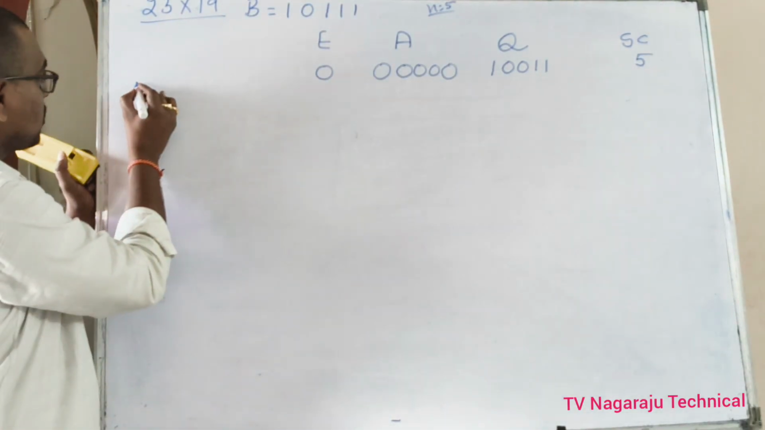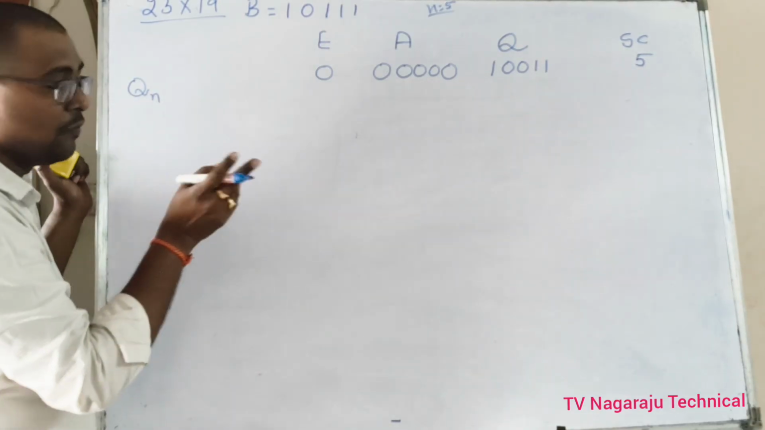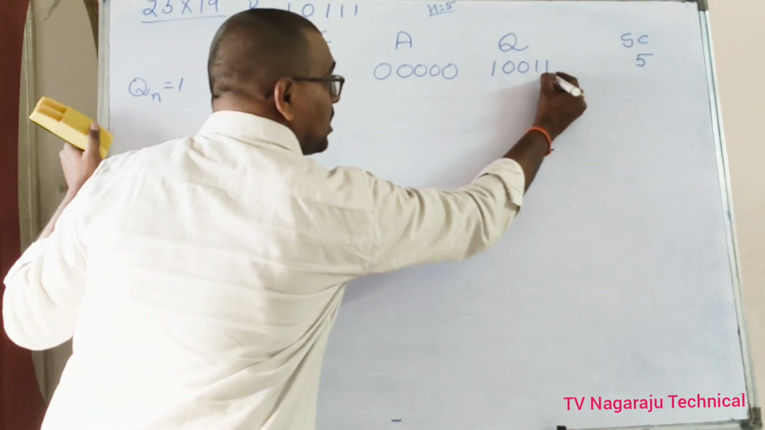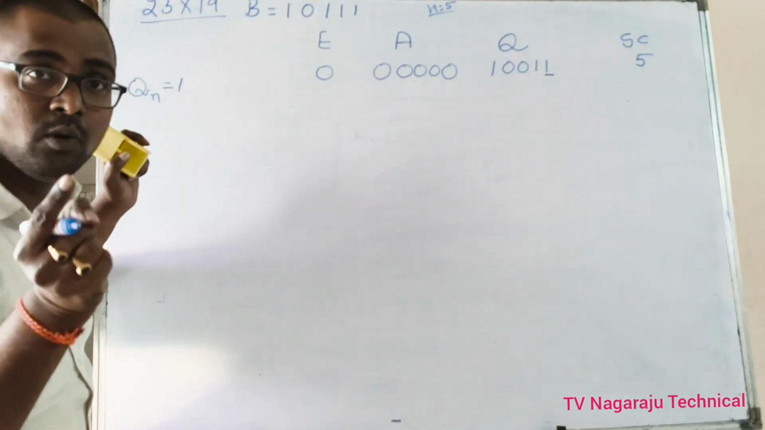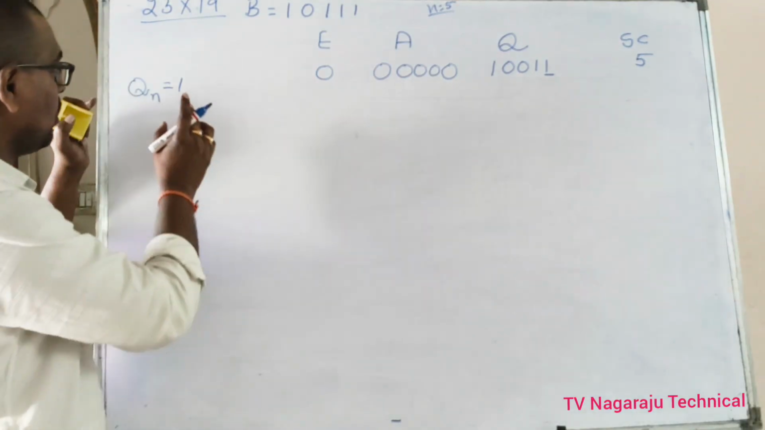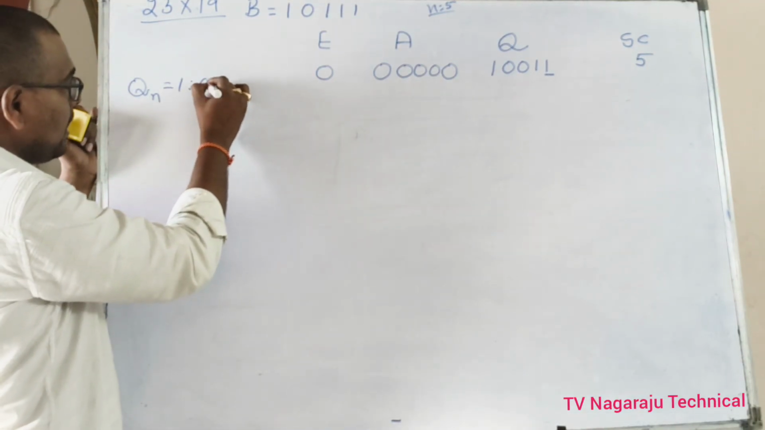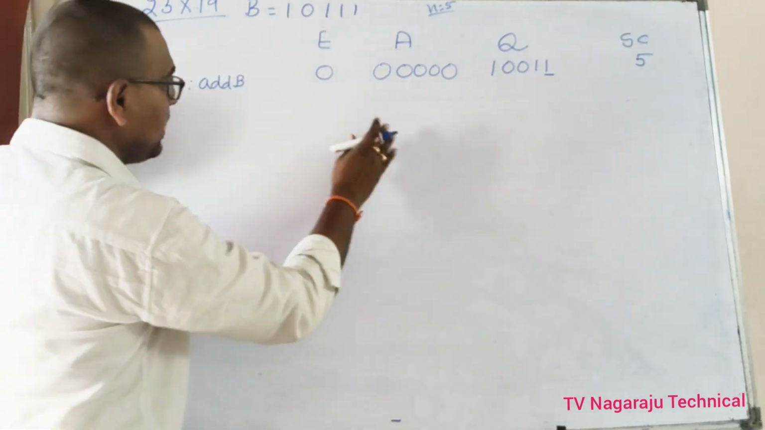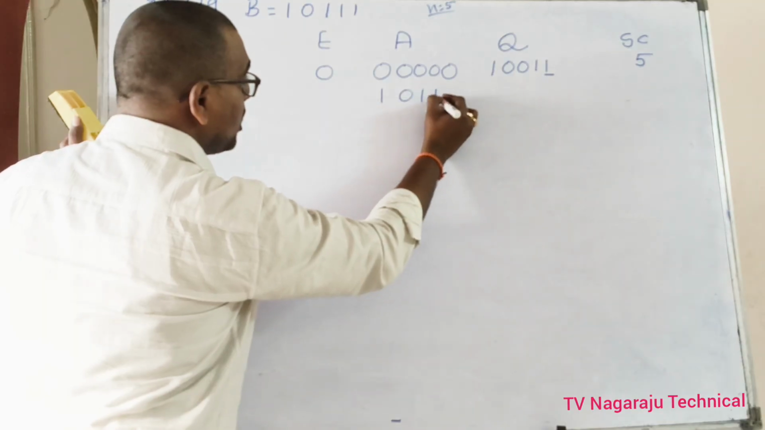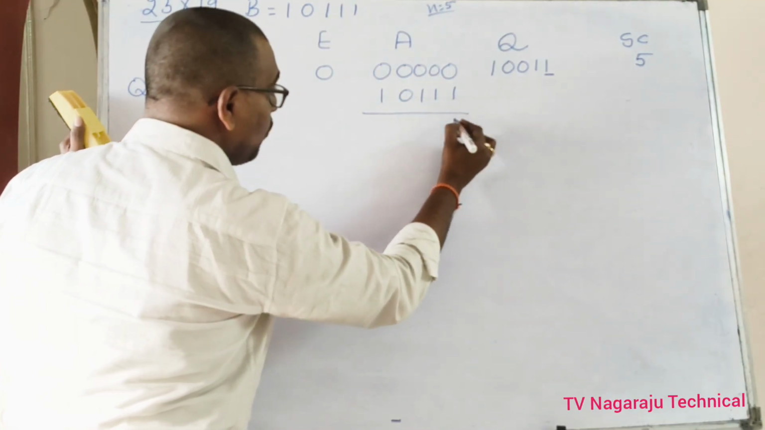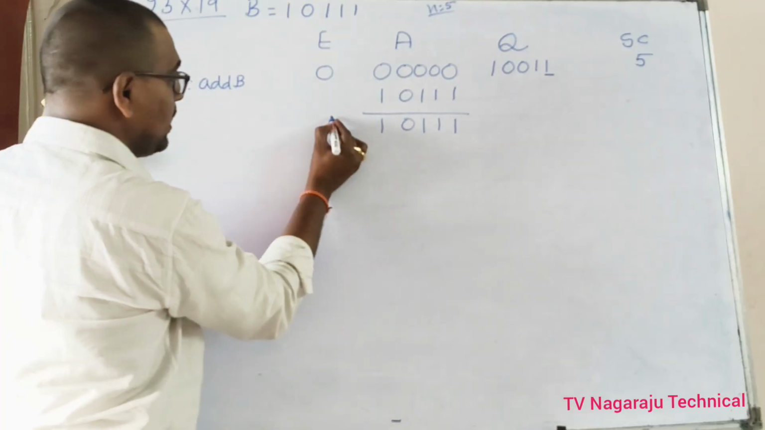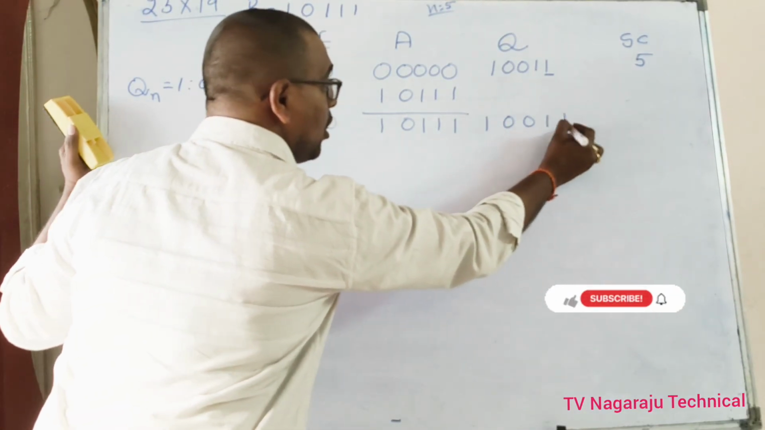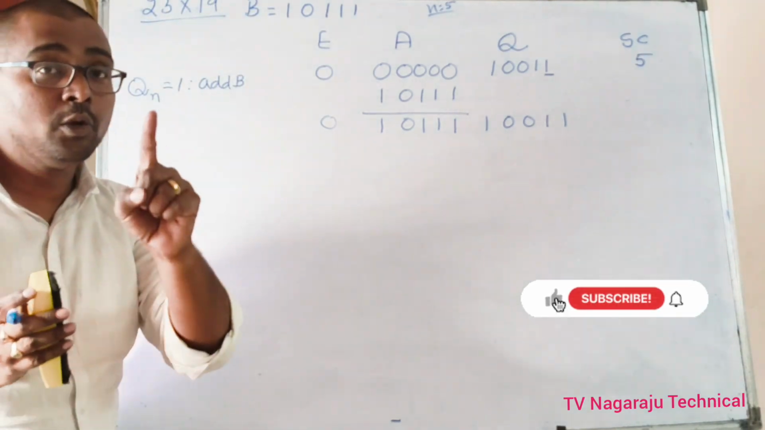Each and every time, the first step is to check the Qn value. If you understand this one, the algorithm is very simple. What is the Qn value? That is the last bit. If the Qn value is equal to 1, simply we are doing add B. That is, to A, we are adding B. Observe, 10111. Do the addition operation. 11101. This is as it is. For understanding, I will copy this one also, 10011.